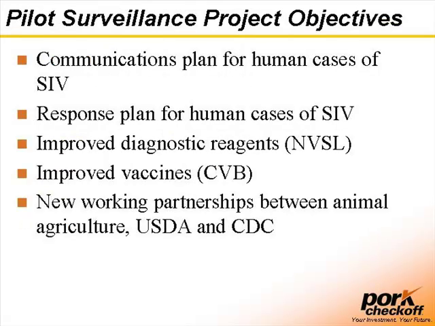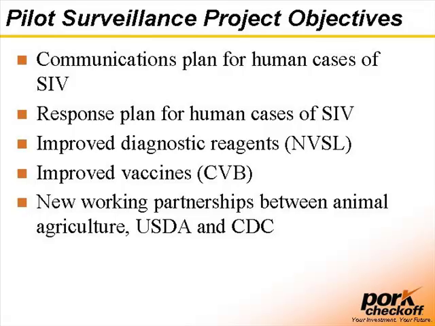Some of the pilot project objectives were that we needed a communications plan for human cases of SIV. So what happens in those cases where a state health department says we've got a human that's diagnosed with swine influenza, how do you communicate and how do you respond? We wanted to improve diagnostic reagents, keep them up to date, both from NVSL, and as we look further down, CDC also wanted to be able to have the ability to make reagents in case they needed to have tests up and going in case this moved into humans.